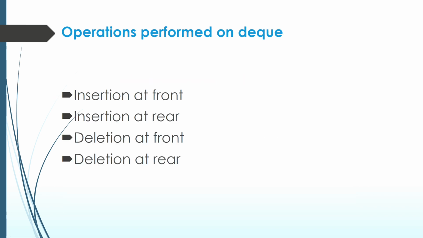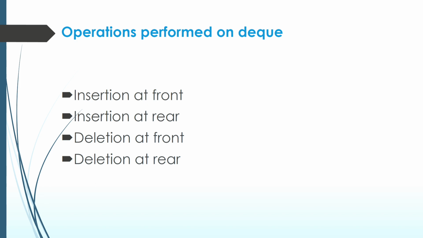Basically there are some operations which can be applied on a DQ. First is insertion at front. The second is insertion at rear. The third one is deletion at front. The fourth one is deletion at rear. We can also perform peek operations in the DQ along with the operations listed above. Through peek operations we can get the front and rear elements of the DQ.